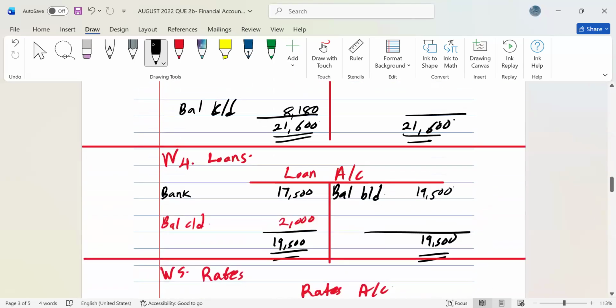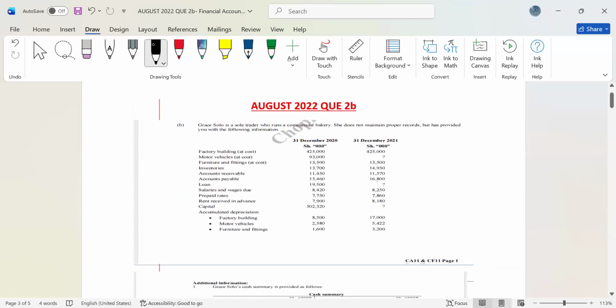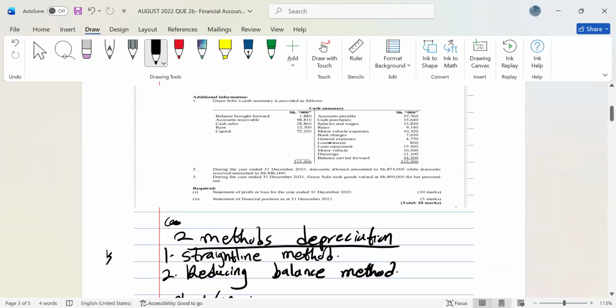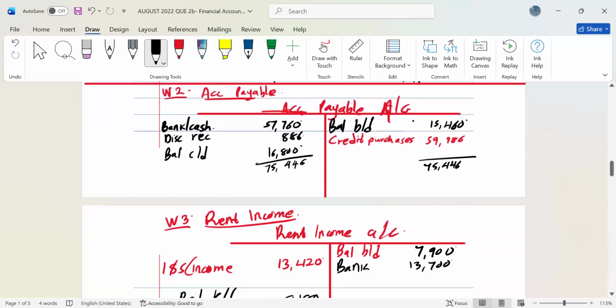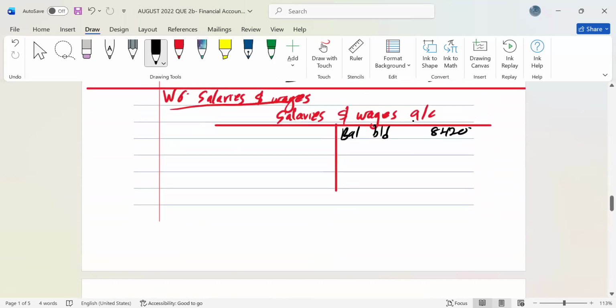Then for salaries and wages, there is what is in our cash book transactions. Note number 1, salaries and wages. Yes, there's something that was paid. If a figure was paid, then it will reduce whatever is due. So if by the time we are opening our books the amount due was 8,420, but now, if you check our transactions, we've paid, we can assume by bank, 15,820. What is the closing figure?